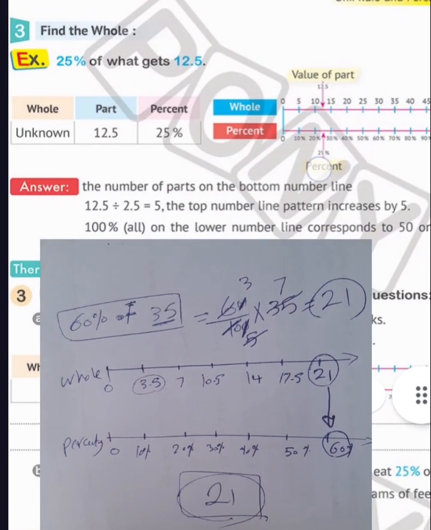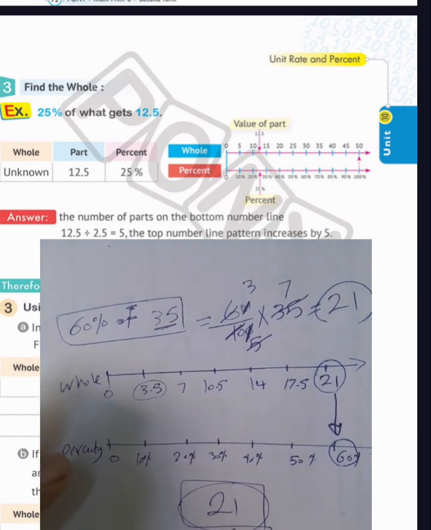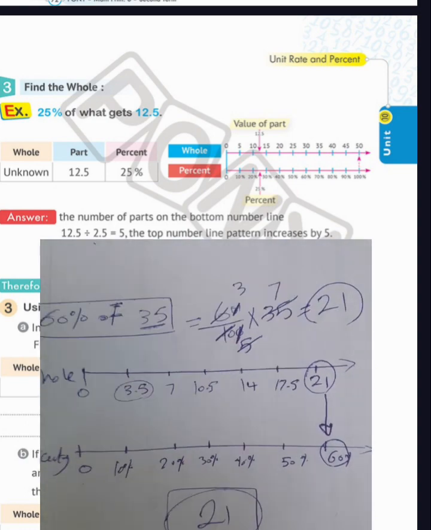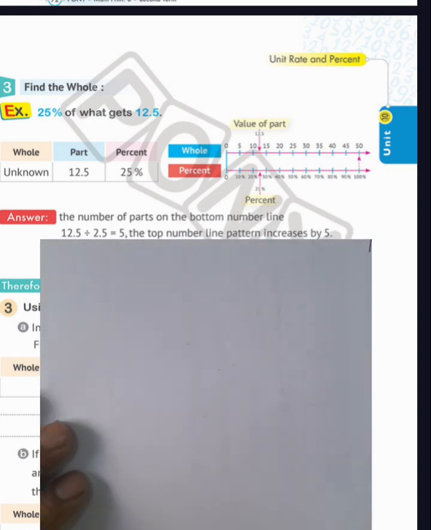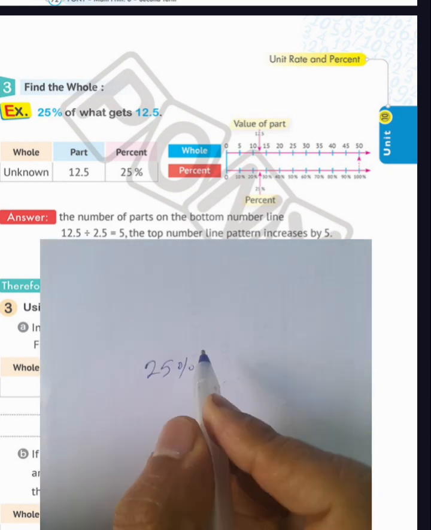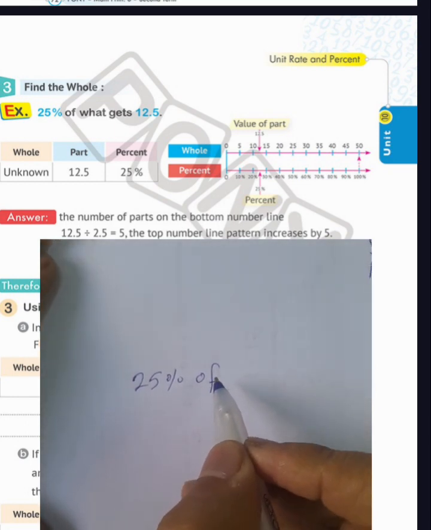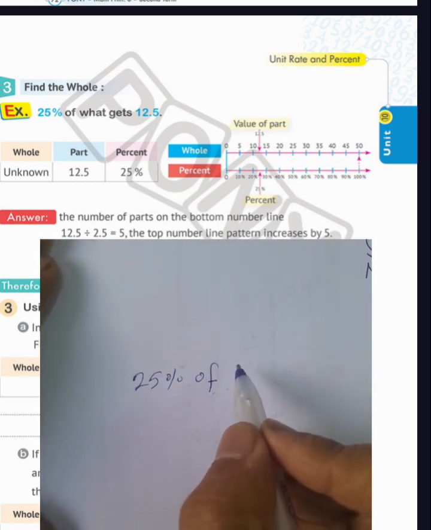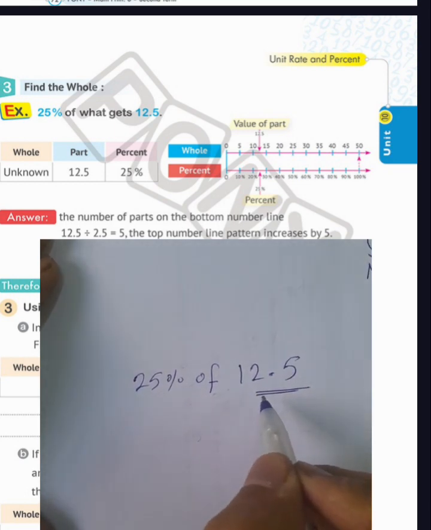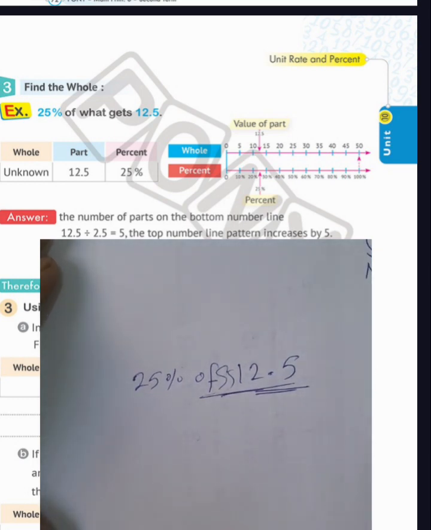What about this example? We want to find the whole number here. The whole number is unknown. With this method we can write, you want to find 25% of what? Get 12.5. You want to find the whole number.